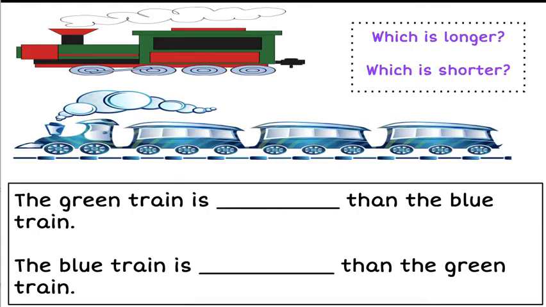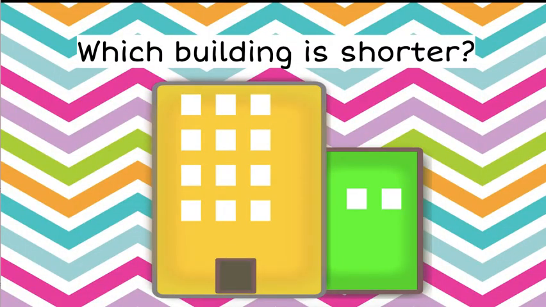So which is longer and which is shorter? We have a green train and a blue train. So the green train, compared to the blue train, is it longer or shorter? The green train is shorter than the blue train, and the blue train is longer than the green train. That is comparing length. Which building is shorter? Point to it, and you should be pointing to the green.